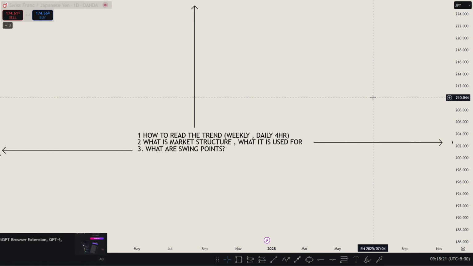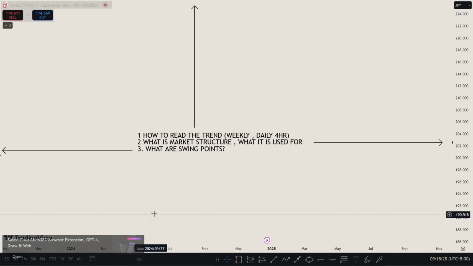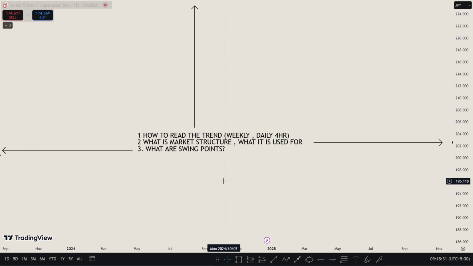So today we will be discussing three topics. First is how to read the trend. I'm getting a lot of comments from people asking how do you read the trend and how you trade higher time frames. So that will be the first topic. Then second will be what is market structure and what is it used for. Many people don't understand what market structure is used for. And third is what are swing points. This is also an important topic. Swing high, swing low, we'll be talking about that also.